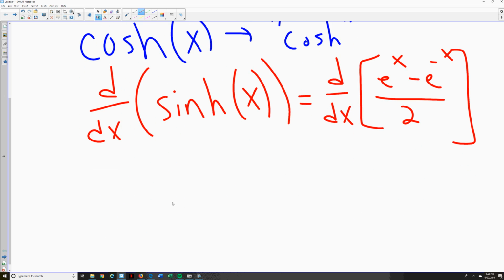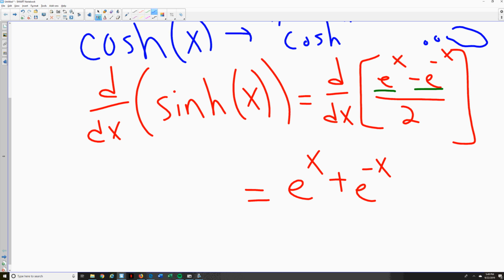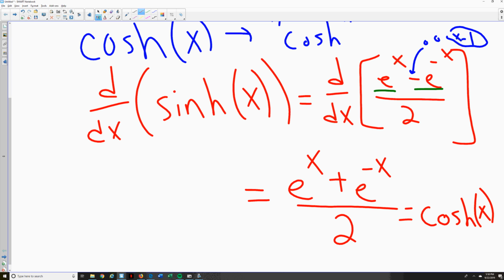The derivative of e to the x is e to the x. Hopefully you know this. The derivative of e to the negative x is e to the negative x times negative 1. But if I take the negative in front times the derivative of negative 1, that makes it a positive. And then all of that is divided by 2. Well, we know that is the hyperbolic cosine of x.